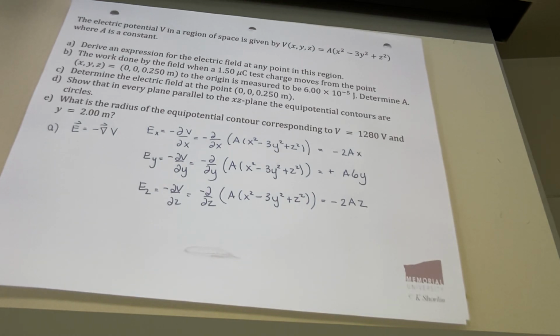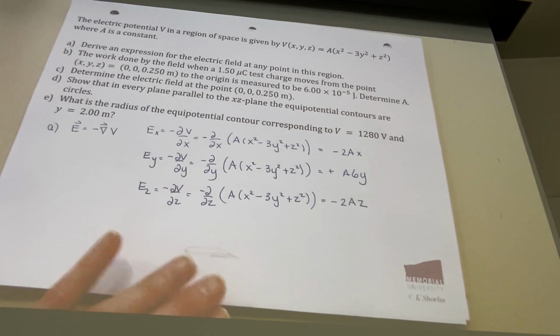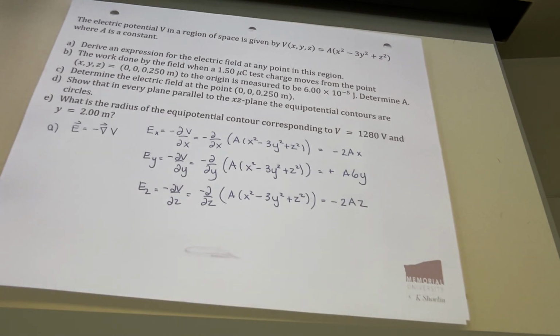Okay, any questions there? Yep. Do you not leave the rest of the function in? So it's not 2ax minus 6 3y, or sorry, just the one term? Good question, that's a good one.